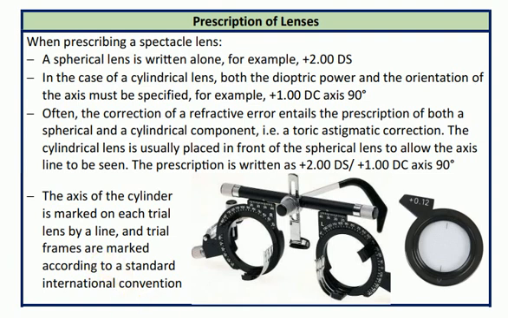The writing of spherical lens and cylindrical lens is different from each other. In case of a spherical lens, it is written alone. The number is written alone, for example +2 diopter spherical, DS meaning diopter spherical, or -3 diopter spherical. This is the way we write a spherical lens.